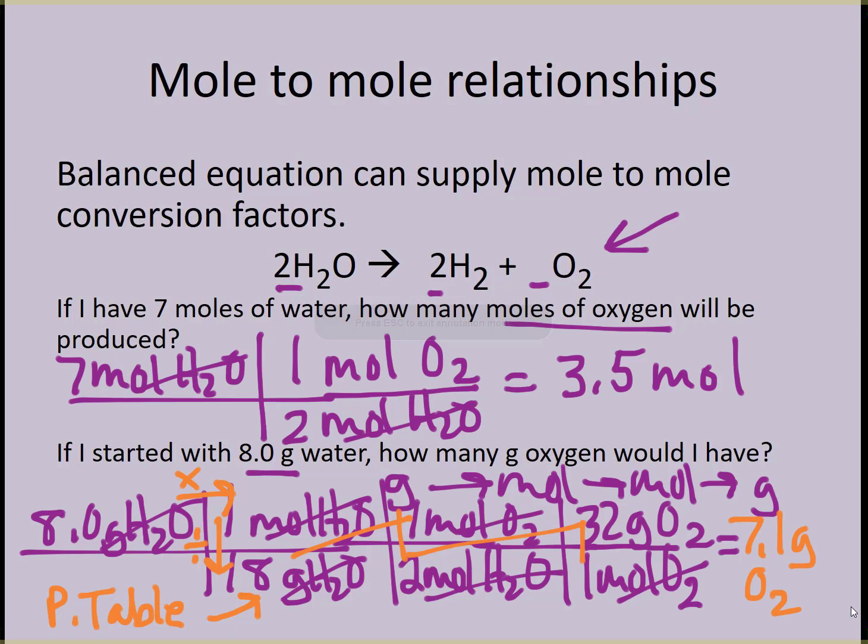Notice the conversion factors. These two things are equal. 18 grams of water is equal to 1 mole. These two things come from the balanced equation, and it's the molar ratio of 1 to 2. And these two things are equal. 1 mole on the periodic table is equal to the molar mass added up. And I have 2 oxygens, so I add those up.